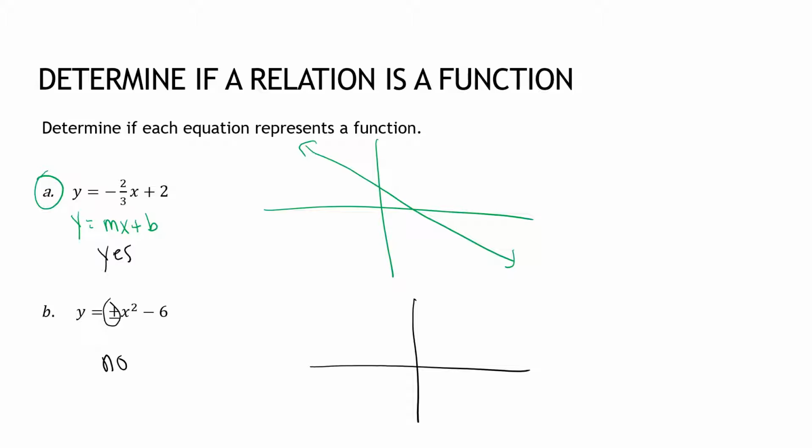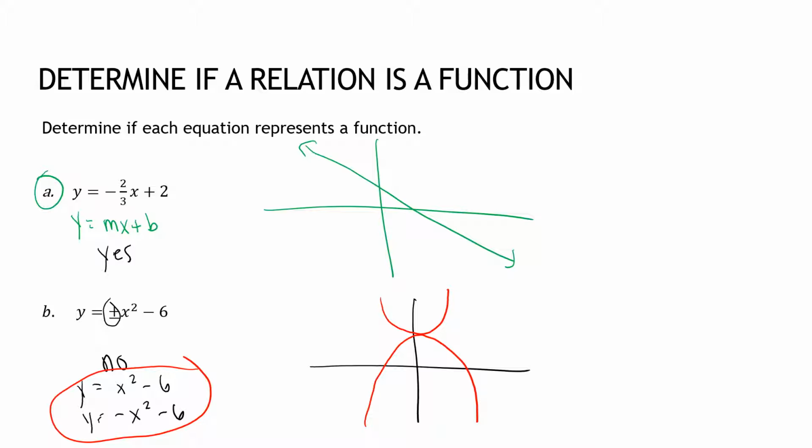Because if I were to graph this, this is saying graph y equals x squared minus 6 and also y equals negative x squared minus 6. So I would graph both of them. And so what it would end up looking like is a parabola like this and a parabola like this, because it just flips it over. And again, I would graph both of these on a graphing calculator. And as we can see, I can draw lines and hit more than one point. So that's not a function, whereas it would have been without the plus or minus.